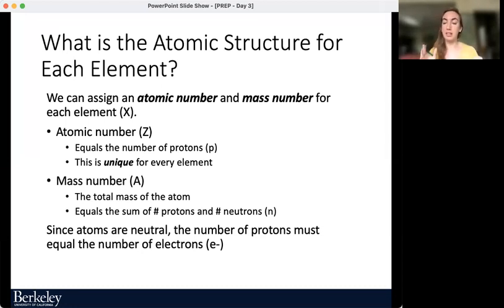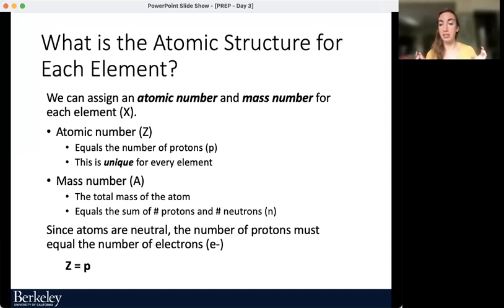But the protons and the electrons both affect the charge. And so protons have a charge of +1, electrons have a charge of -1. And so for the total charge to be 0, the number of protons must be the same as the number of electrons. So if you know the number of protons, you automatically know the number of electrons. They must be the same.